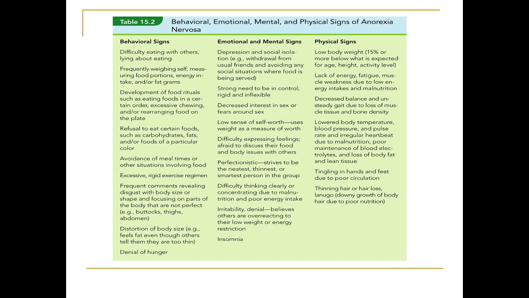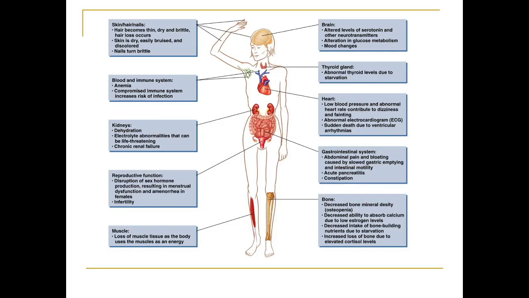Tingling in the hands and feet due to poor circulation, as well as thinning of the hair or hair loss. People with downy hair, like very soft hair, this is the result of poor nutrition as well. And here are some more physical signs. So thin, dry, brittle hair, dry, easily bruised skin, brittle nails.